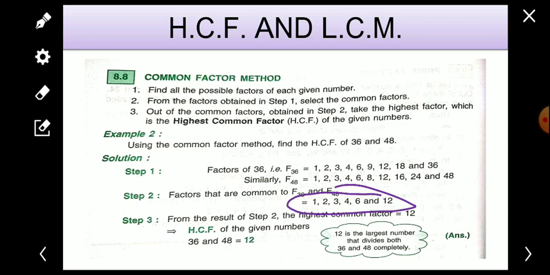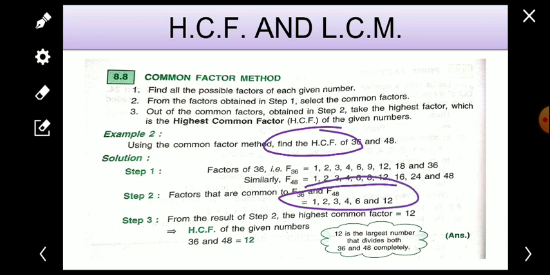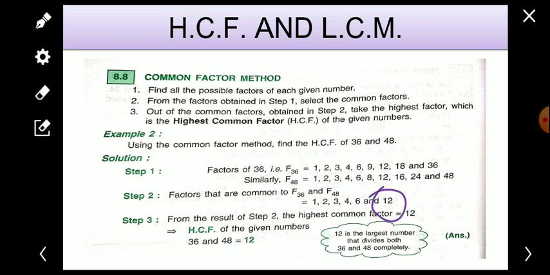So this method is known as the common factor method. And here what will we do? We have got the common factors only, but we have to find the HCF. What have we to find? HCF. So among the common factors we will see which one is the greatest number. So here we will see that 12 is the greatest. Okay, among the common factors we will find the greatest one. So here the greatest one is 12.